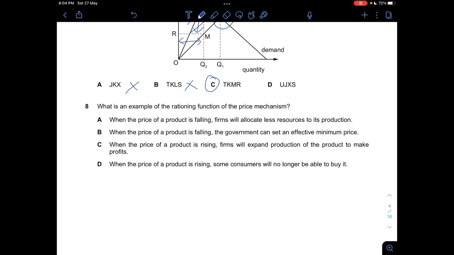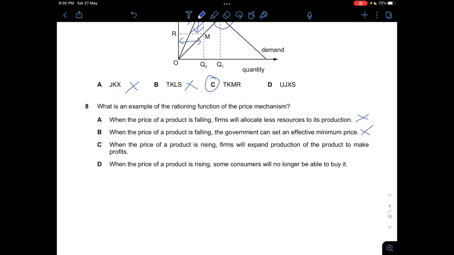Question 8, what is an example of the rationing function of the price mechanism? So rationing is basically when you have limited amount of the particular good, then some people will be excluded. So A, it says when the price of product is falling, firms will allocate less resources. This is price signaling, not correct. B, when the price of product is falling, the government can set an effective minimum price. This is government intervention, so it's not the rationing function.